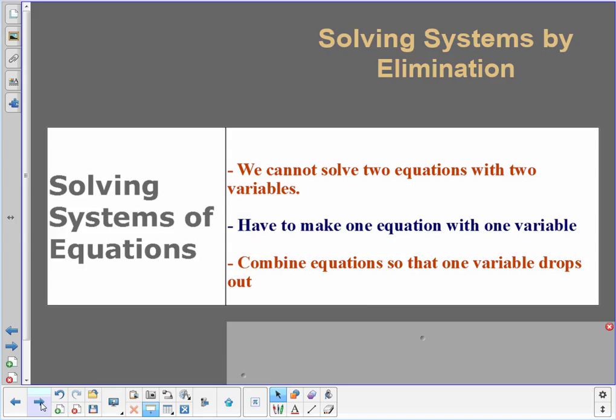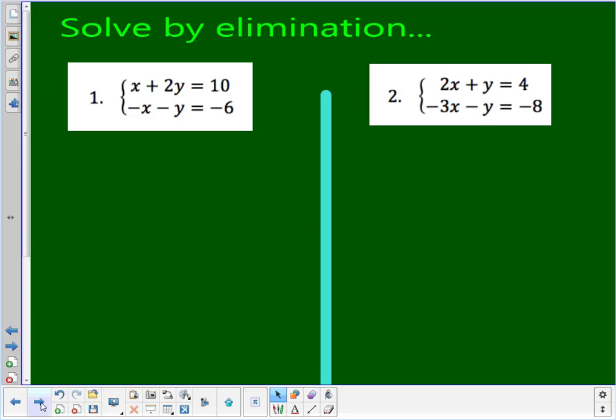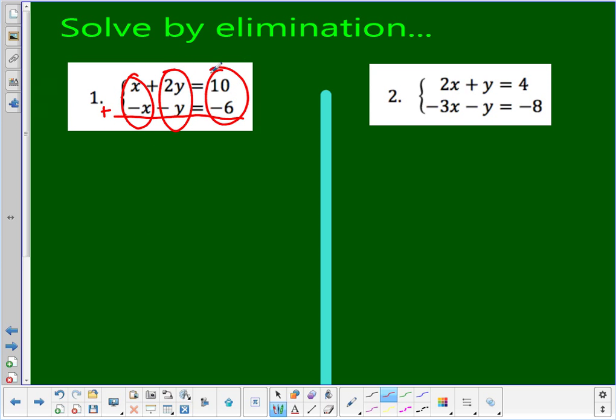Okay, so let's take a look at some examples of just doing this algebraically. We've already solved these things graphically. Now we're going to solve them algebraically. So number one, I have x plus 2y is equal to 10 and negative x minus y is equal to negative 6. So those are my two equations. If I look at these two equations and I combine the two, meaning I add them together, if I just straight add these equations, that means I'm adding the like terms. I'm adding the x terms, I'm adding the y terms, and I'm even adding the constants.